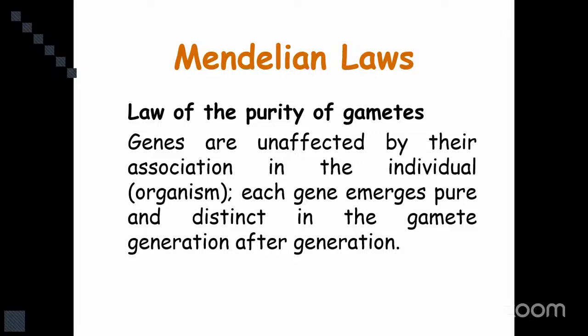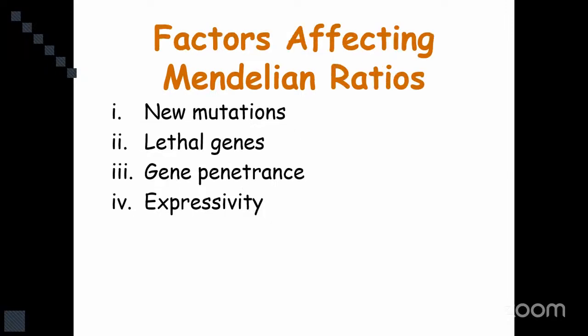And then the law of the purity of gametes: genes are unaffected by the association in the individual, and each gene emerges pure and distinct in the gamete generation after generation. Well, I just took some time to explain that.